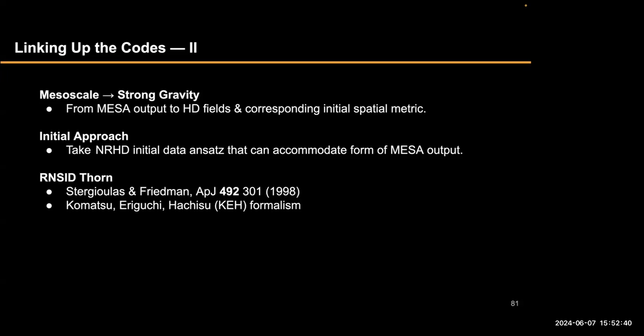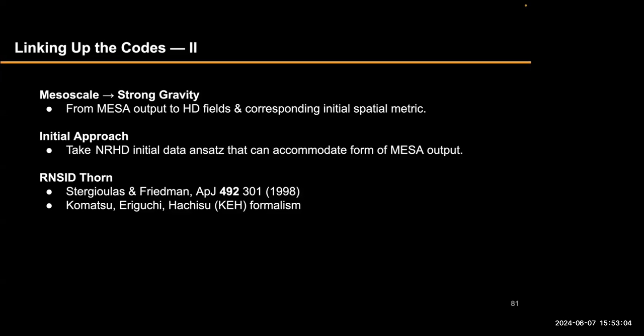So the way we're doing this at the moment is with the RNSID thorn, which was, I actually don't remember if it was proposed or written by Stergioulas and Friedman. The method was proposed there. I don't really know who wrote the thorn. But it uses the Komatsu, Eriguchi, Hachisu formalism.